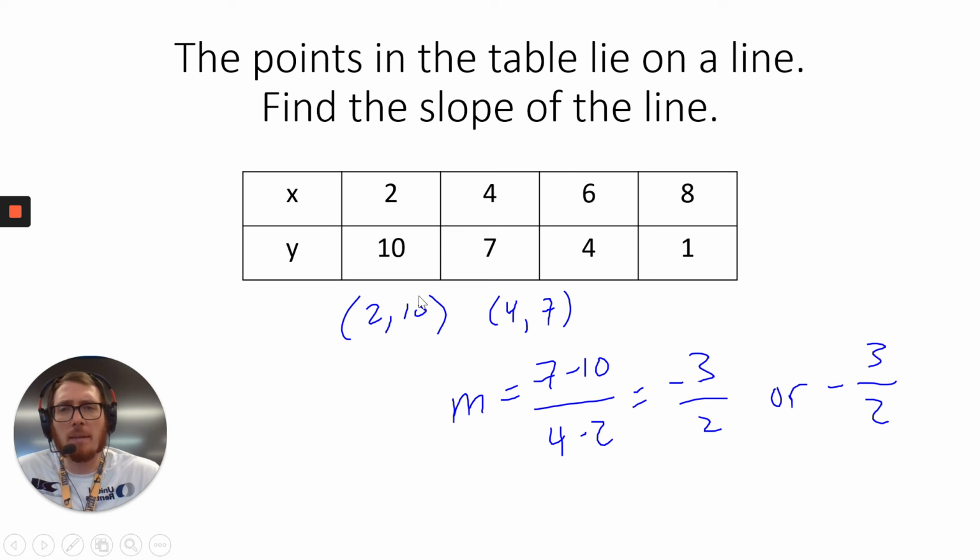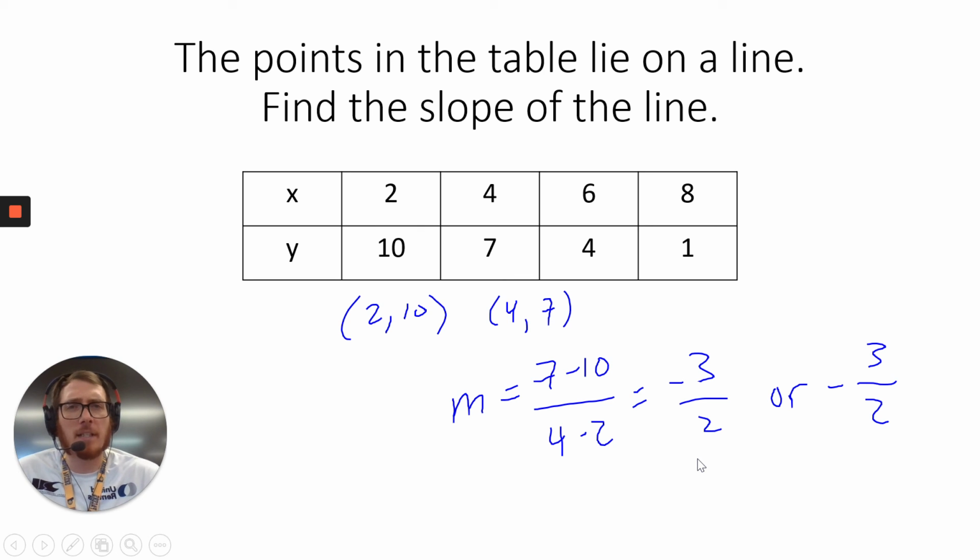For the next scenario, I picked two ordered pairs. I picked the first two again, 2, 10, and 4, 7. x2 minus x1 and y2 minus y1 is what I'm looking for. But remember, the y values have to be in the numerator, x values in the denominator, because slope is a measure of how steep a graph is. So 7 minus 10 is -3, and then 4 minus 2 is 2.